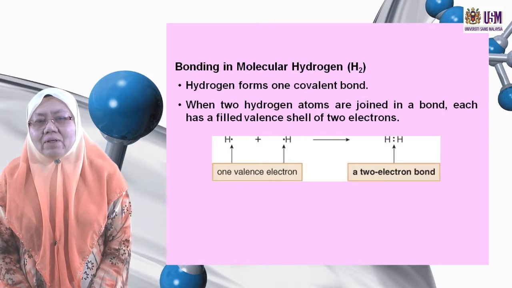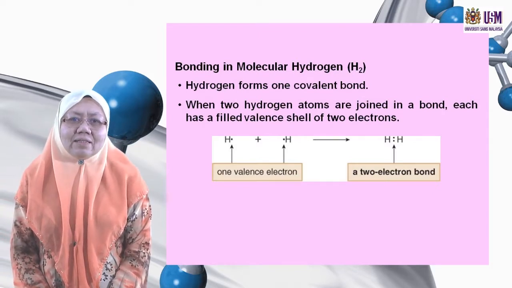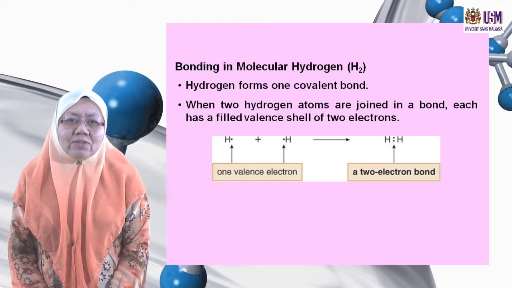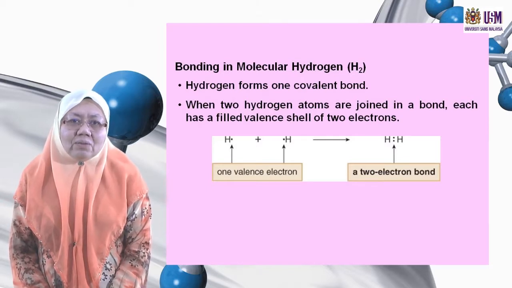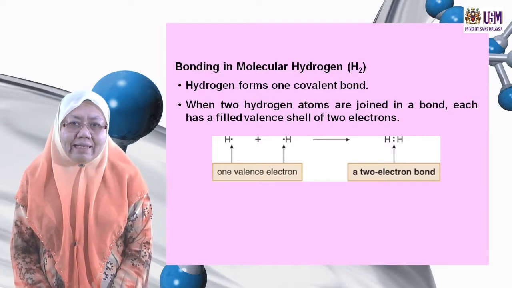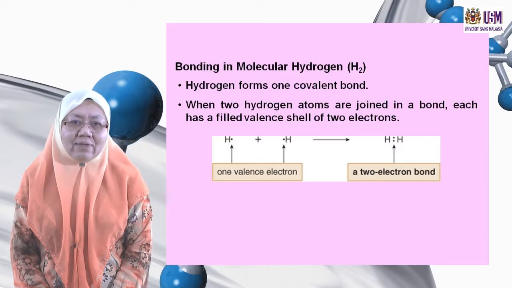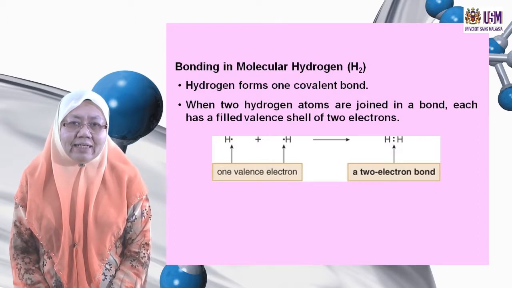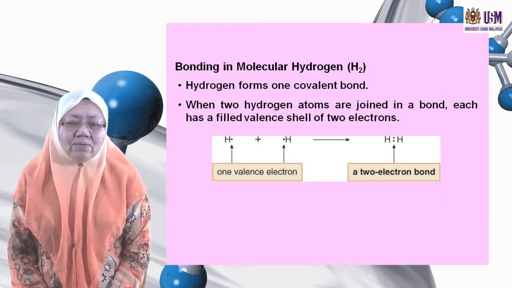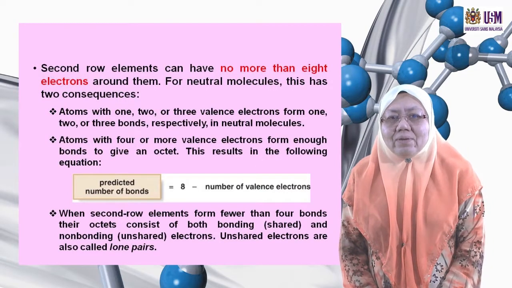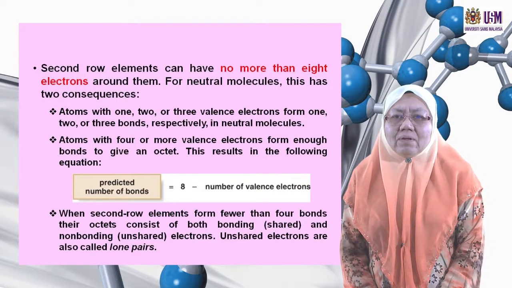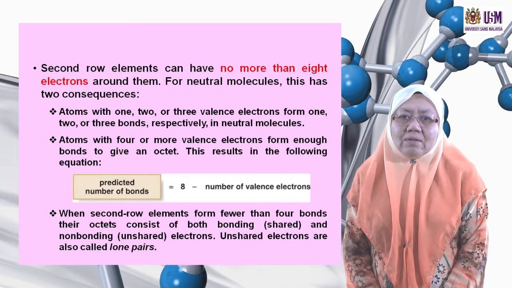Okay, in covalent bonding, the most basic of covalent bonds is found in the hydrogen molecule. So two hydrogen atoms will join together to form a covalent bond. And we can see that each hydrogen has one valence electron, and when they share, it will be a pair of electrons that forms a covalent bond. The second row elements in the periodic table can have not more than 8 electrons around them.